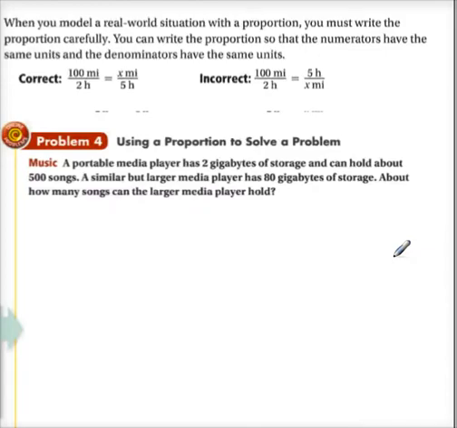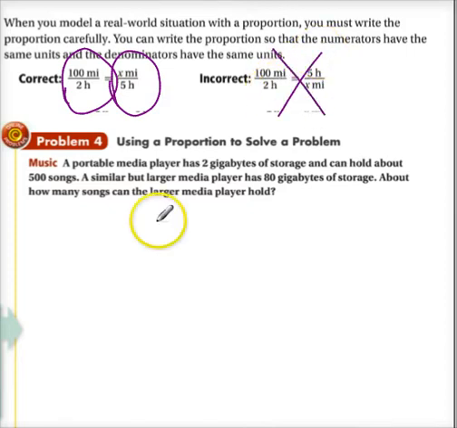All right, using proportions to solve a real-world problem. When you model a real-world situation with a proportion, make sure you write the proportion carefully. So if you're talking about miles and hours, set up one proportion and the second one has to match those labels. Notice miles is on top again and hours is on bottom. If you did it the wrong way, hours and miles, this would not give you the right answer.